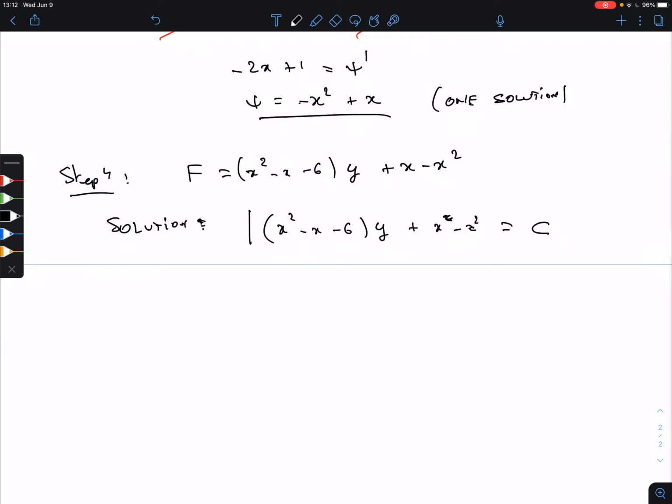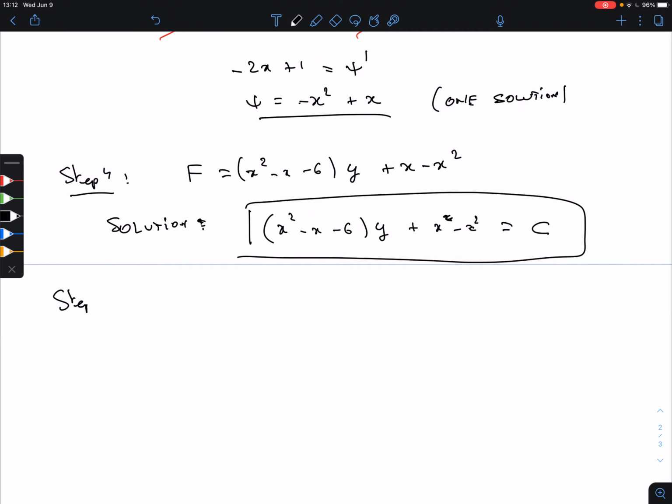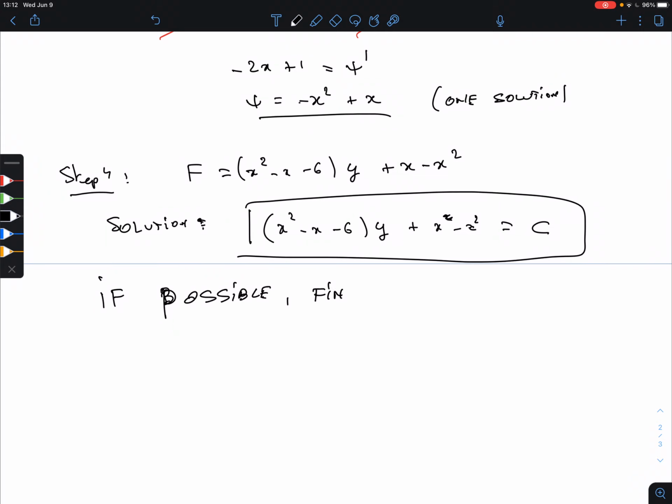So any c will give you a solution, because we know it's first order, so we have to have at least one constant, an integration constant, right? And then now step 5, we can look at, well, no, sorry. The next thing we need to do is, if possible, find an explicit solution. It's not always possible, or might be difficult. If I want an explicit solution, I will tell you that I want one.